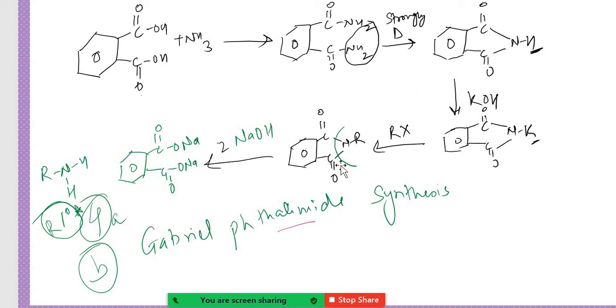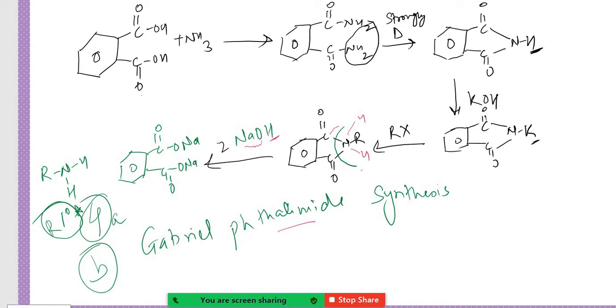Now after this, when you put NaOH, what will happen? These two H will go here and we get a separate product, that is a primary amine, and this ONa and ONa will attach here to get a sodium salt of phthalic acid.